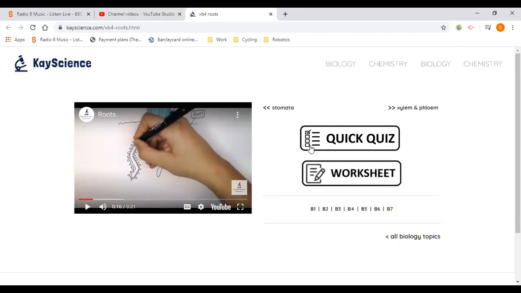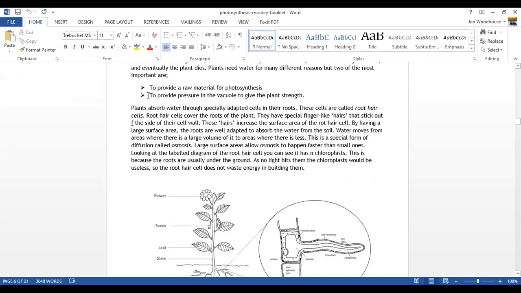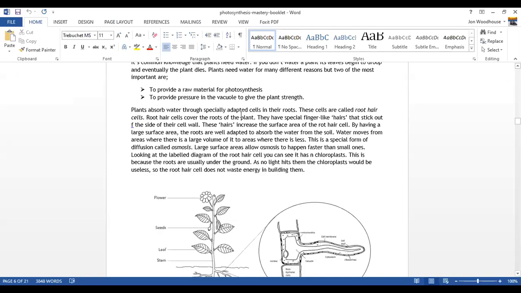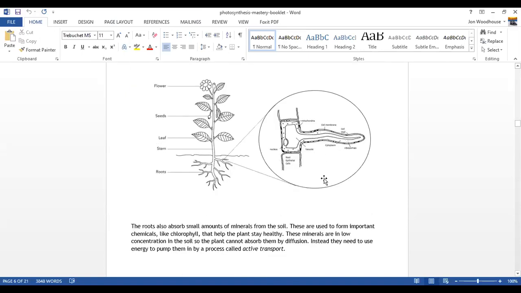And then what you can do is the quick quiz and the worksheet. Once you've done that, you can look at your booklet, because you should be equipped to do all the tasks in this booklet here. So lesson 3, how does a leaf get hold of water? What you need to do is read the information, have a look at the diagram. You might want to make a note of this and make this bigger in your book, maybe use a full page, and identify the different parts of our root hair cell.